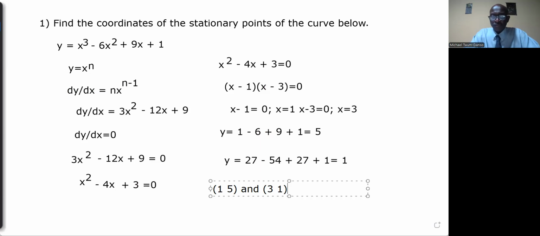So this explains the problem in detail. Finally, the coordinates of the stationary points are 1 and 5 and 3 and 1.